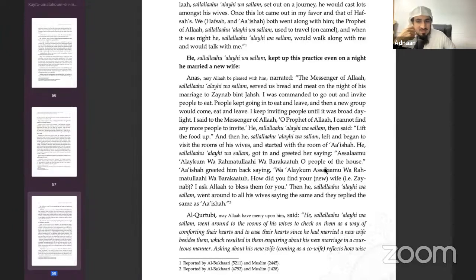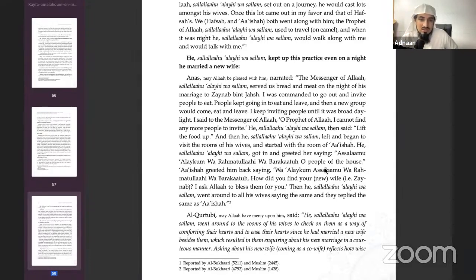Then he left and began to visit the rooms of his wives and started with the room of Aisha. He got in and greeted her, saying, Assalamu alaikum wa rahmatullahi wa barakatuh, O people of the house. Aisha greeted him back, saying, Wa alaikum assalam wa rahmatullahi wa barakatuh. How did you find your new wife, i.e. Zainab? I ask Allah to bless them for you. Then he went around to all his wives saying the same, and they replied the same as Aisha radiallahu anha.